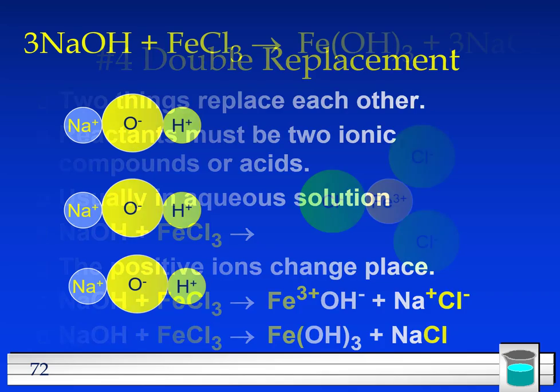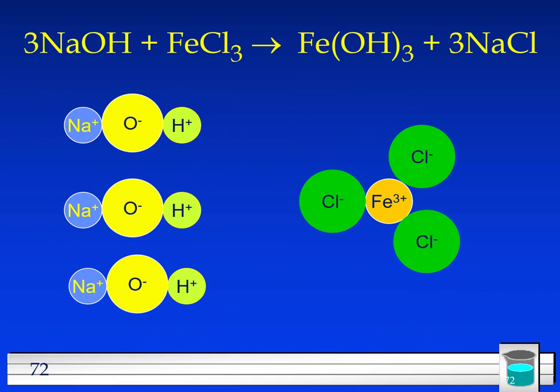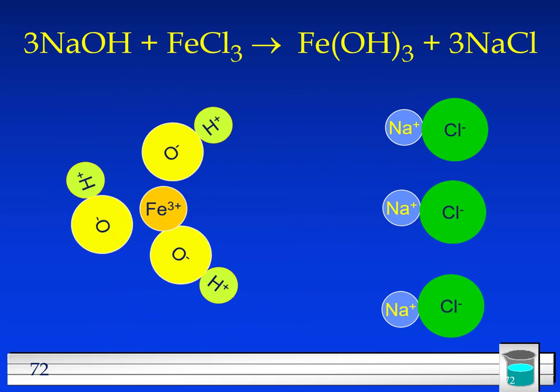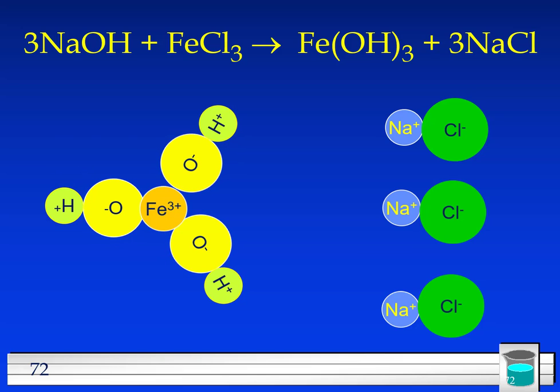So this is in pictures what we had. We had 3 NaOHs, right? 3 NaOHs, and 1 FeCl3. Man left, change partners. And the Nas that were with the OHs are now with the Cls. Okay, that leaves us with one question. What's the brownish orange stuff?